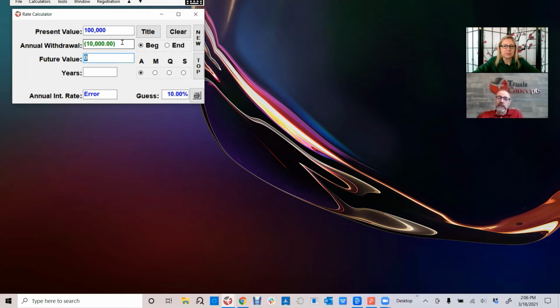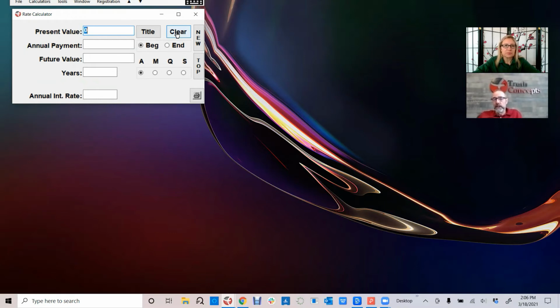If it's a negative number, it's going to say annual withdrawal. All right, so those are kind of the basics here. Let's clear this out and work a problem through them all so that we can see that truly they are all the same. It's just a different piece that's missing in each one.